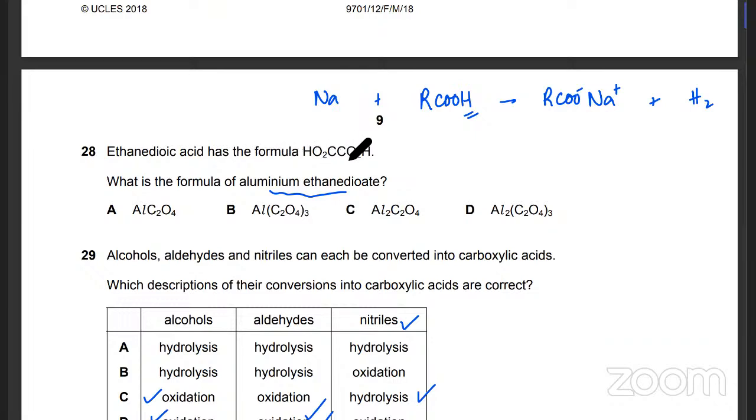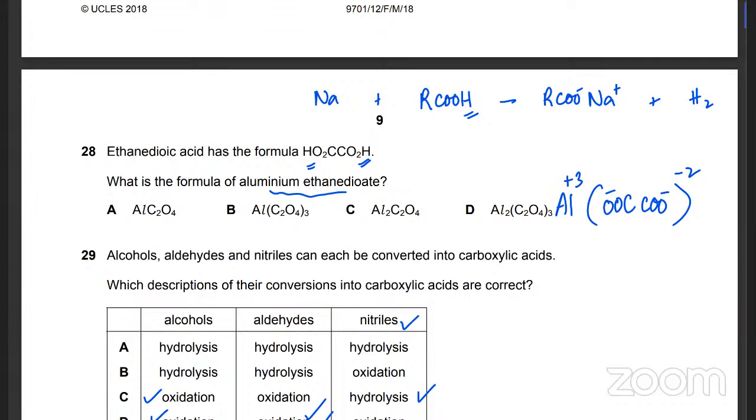Now you've got aluminium ethane dioate. So how many H's would be lost in this case? It's a double carboxylic acid, so it's going to produce 2 H+ ions, right? So the whole entire thing has a charge of -2. So if aluminium comes in, aluminium has a charge of +3. So if it's got a charge of +3, what is the formula now?